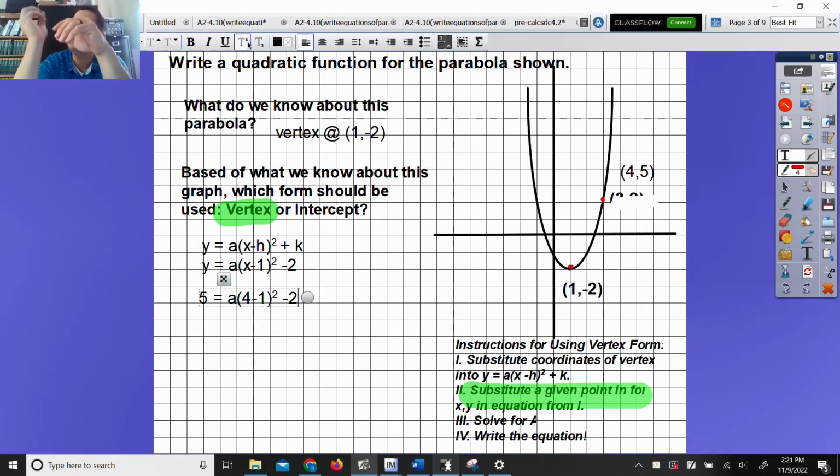Now, this takes it from a 3-variable equation to a 1-variable equation. What's attached to A? Wait, no. I don't either, because it ain't 4. 9. 9A. Take away a 2. Opposite of subtraction is addition. What's on the left now? 7. 7 is 9A.